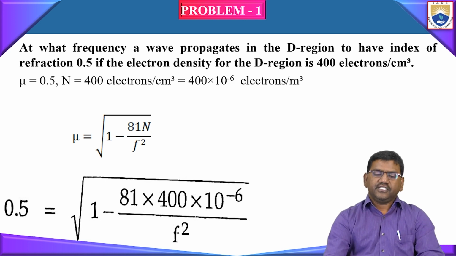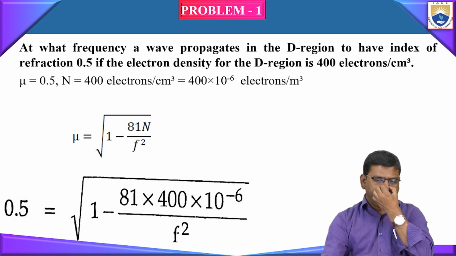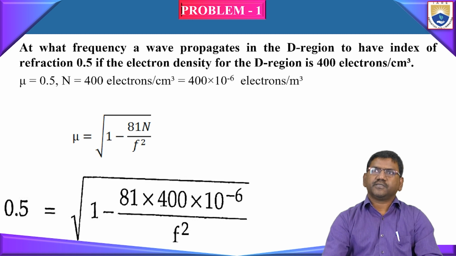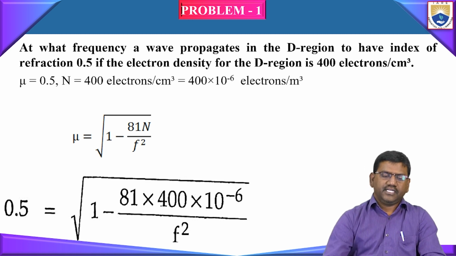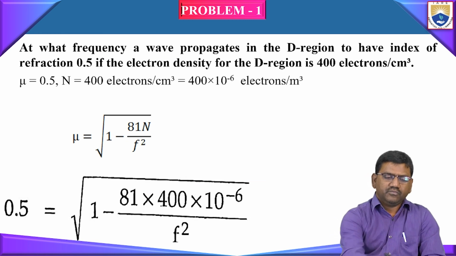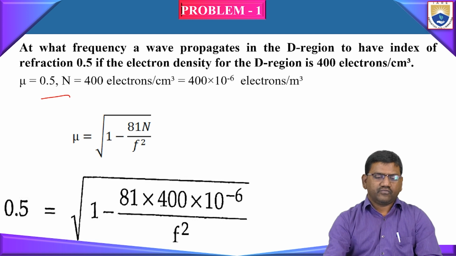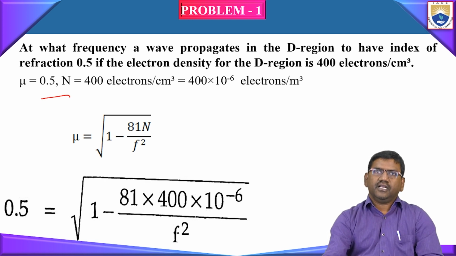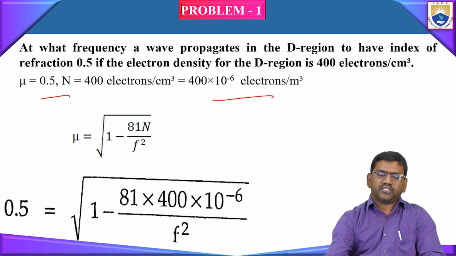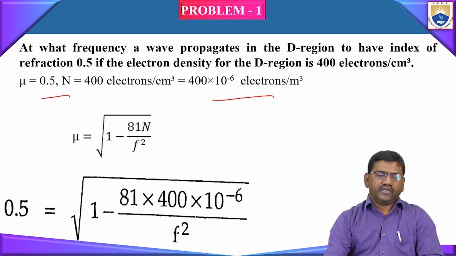At what frequency does a wave propagate in the D region to have index of refraction as 0.5 if the electron density for the D region is 400 electrons per centimeter cubed? Here the data is given directly as mu. So mu is equal to 0.5. The number of electrons is equal to 400 electrons per centimeter cubed. Let us convert this into SI units, per meter cubed, as 400 into 10 power minus 6 electrons per meter cubed. So we need to find out the frequency.